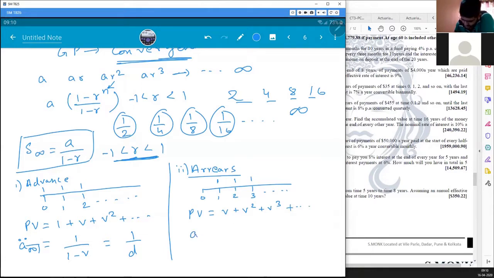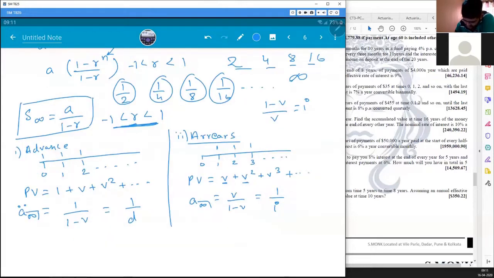So our a-infinity would be nothing but first term v and ratio also v. So you'll get v upon (1 minus v), and (1 minus v) upon v is nothing but i. So this would be 1 by i.